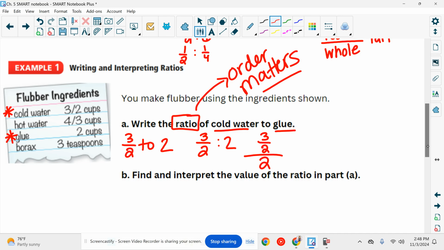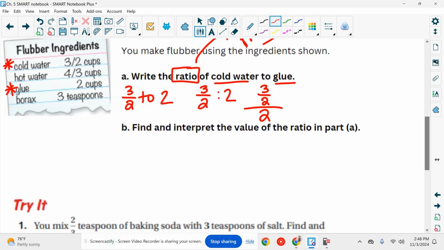Most of the time, they'll tell you which form you want, but sometimes they may not. So you need to be able to recognize it in all 3 forms. All right, part B is the interesting part. It says, find and interpret the value of the ratio in part A. We're talking about the value and interpreting that value.